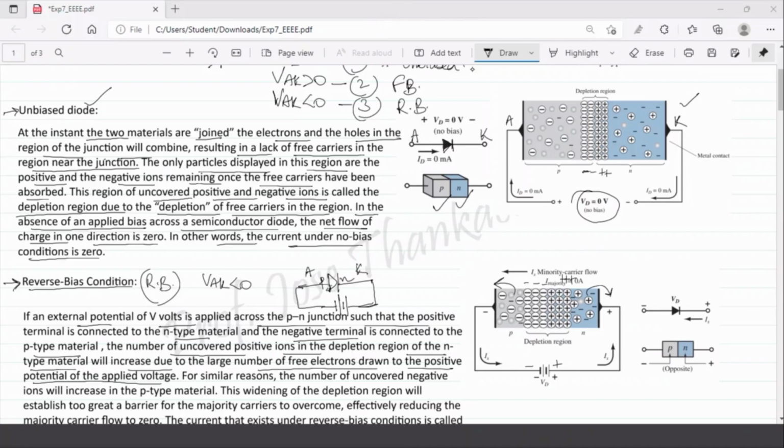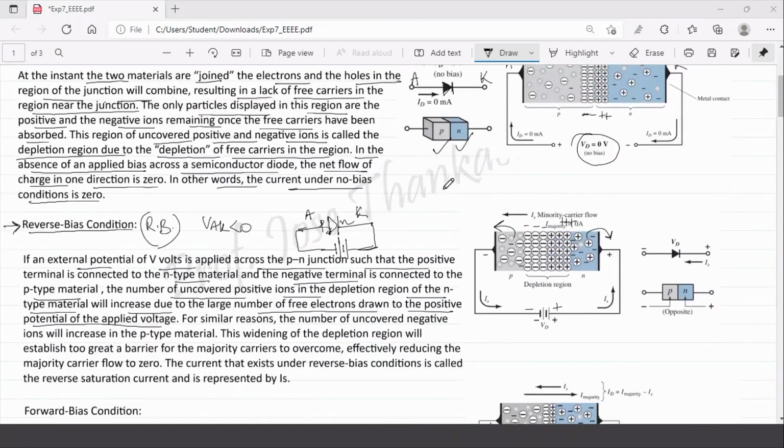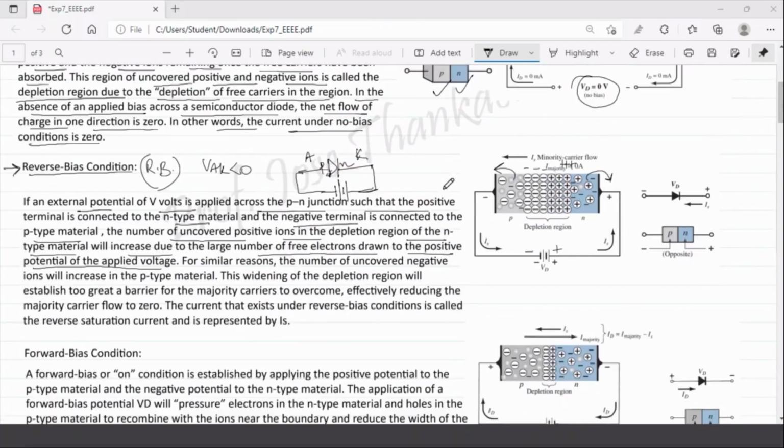So the same thing is getting reinforced here. That means what will happen? The opposition offered to any flow of current is actually being increased here. That means it will make the device stay open circuited, or it will make sure that there is no further current flowing in this device.